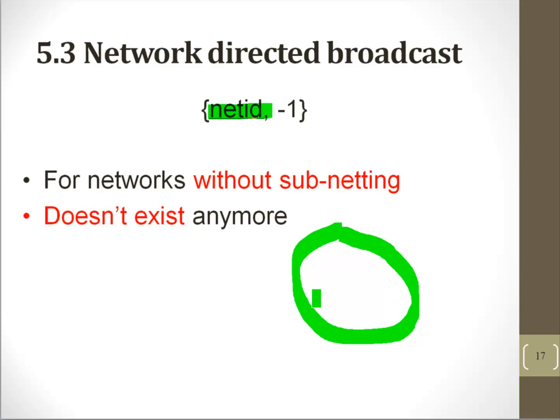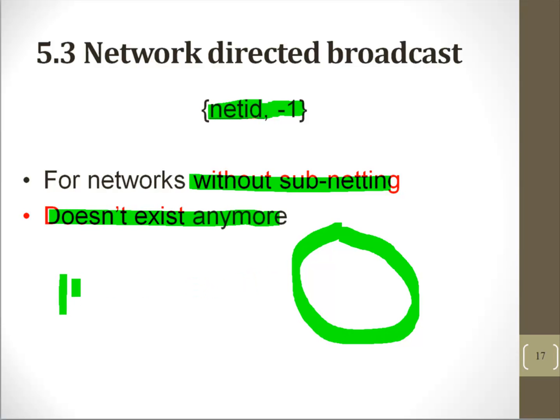For this, I'm going to have a broadcast IP address. The network part I'm going to keep as it is, and the host part I'm going to make everything 1. This does not exist anymore in IPv6, but in IPv4 it is available. It is available in IPv4, and in IPv6 it is removed.